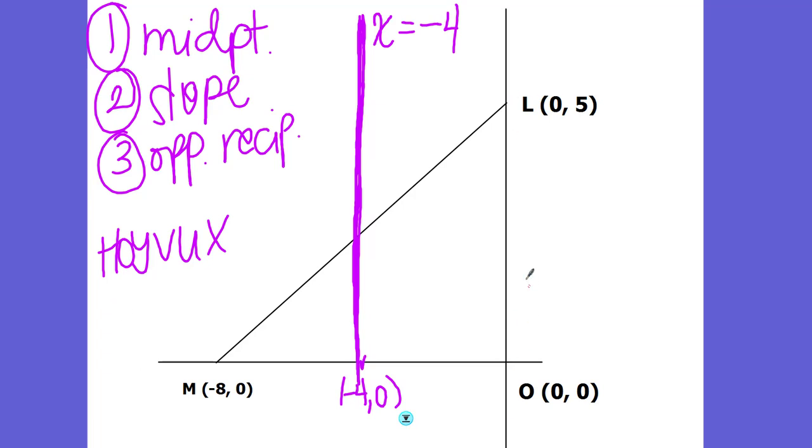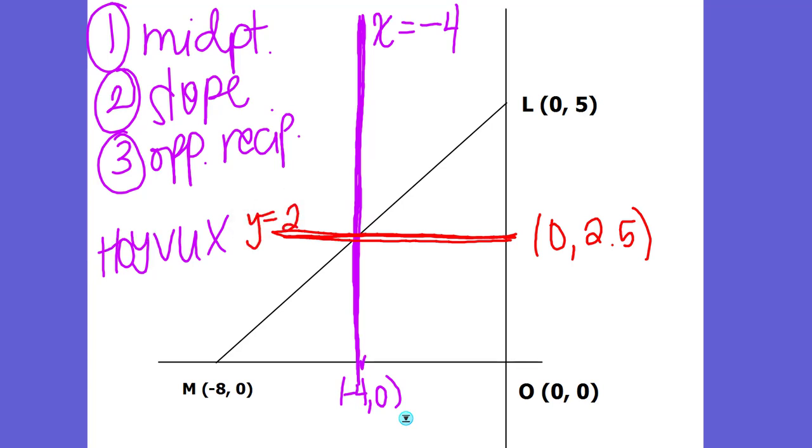Then we want to find the perpendicular bisector of side LO. Well, step 1, find the midpoint. We've got to find the midpoint of LO. If L is at 0, 5 and O is at 0, 0, halfway would be 2.5. So our midpoint is at 0, 2.5, an average of those 2 points. If this is a vertical line, our perpendicular bisector is going to be a horizontal line. So since that side is vertical, the perpendicular bisector is going to be horizontal. And if it's a horizontal equation, it's a y equals equation. This is y equals 2.5.